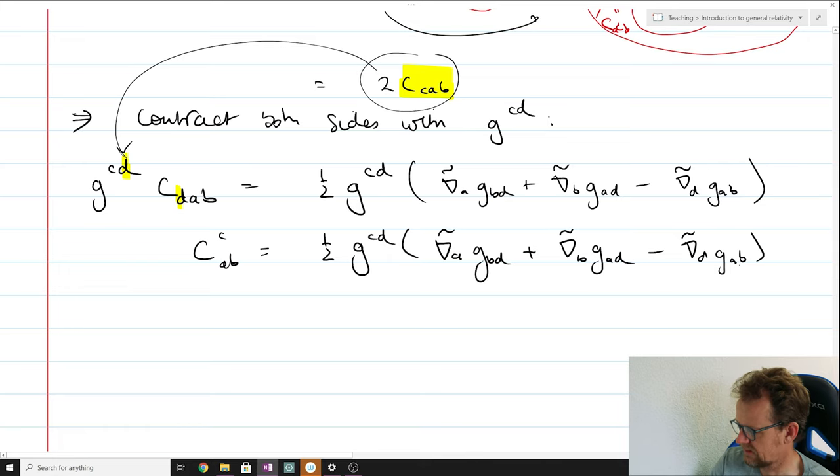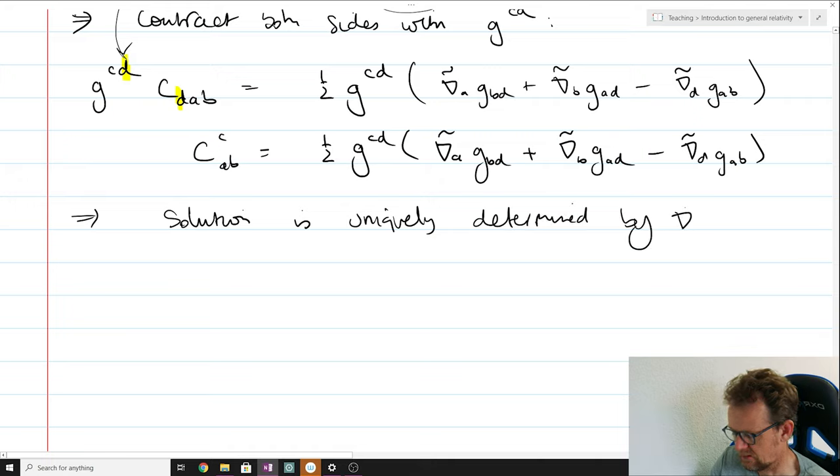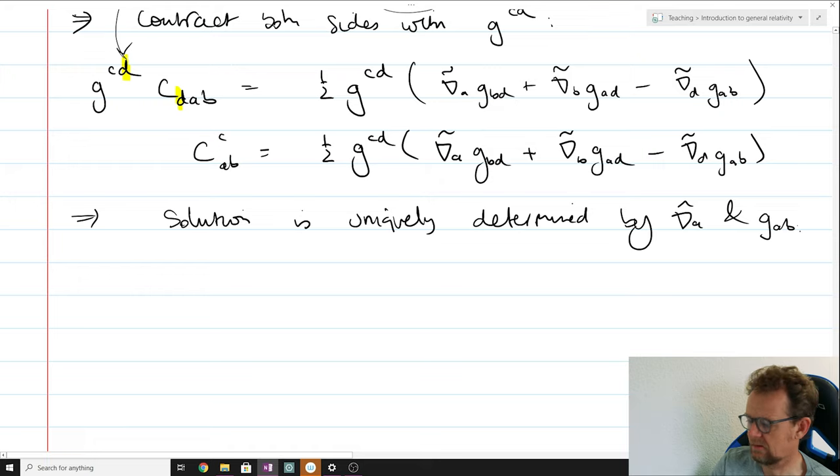And now we're done. There is no choice; there's a unique choice of derivative operator. So if you have one derivative operator, then it's uniquely determined by the metric.